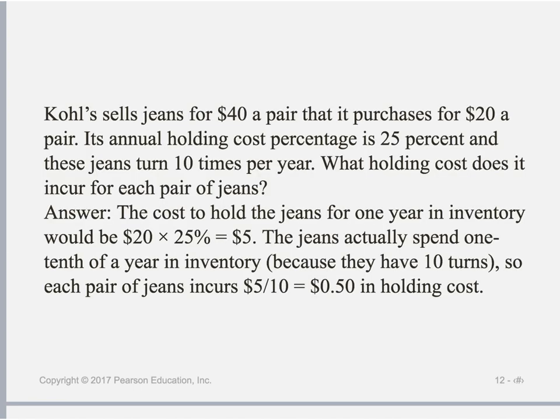Okay? So going back to the holding cost example, I think that slide was in the wrong place. But anyway, Kohl's sells jeans for $40 a pair that it purchases for $20 a pair. Its annual holding cost percentage is 25%, and these jeans turn 10 times per year. What holding cost does it incur for each pair of jeans?